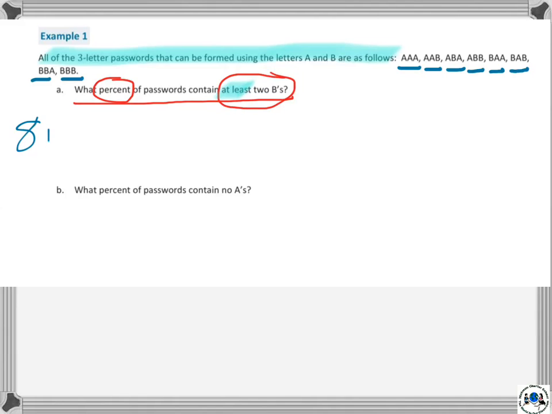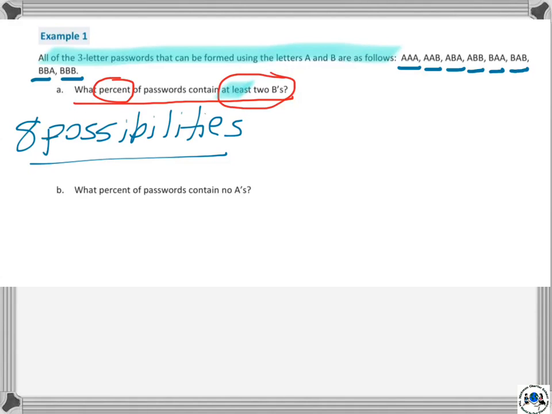Okay, here we are back, and I counted 8 possibilities. That will serve as my whole, or my denominator. 4 of these actually have at least 2 B's. As you can see, they're ABB, BAB, BBA, and then BBB, which has 3 B's, but 3 is at least 2. So you see why at least 2 was very important.